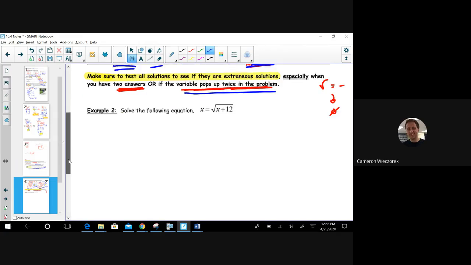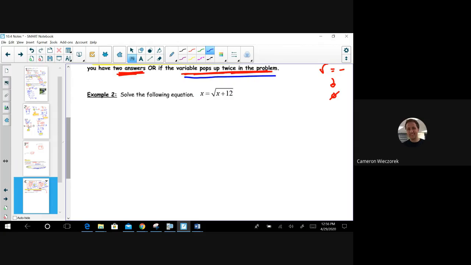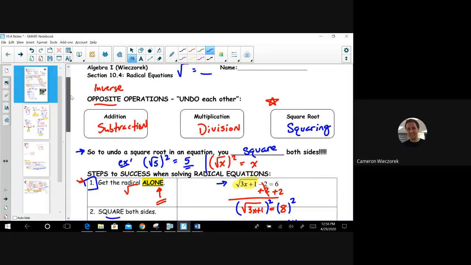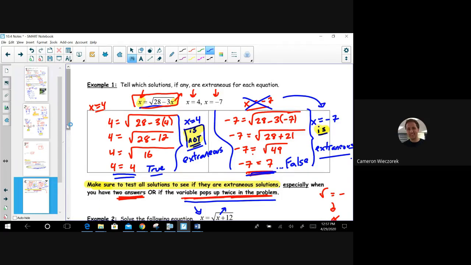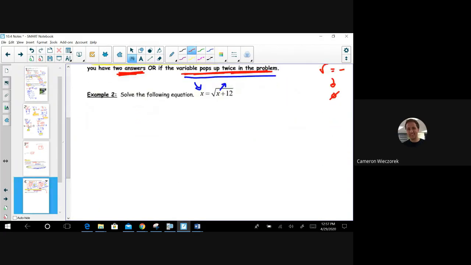So for example, here's number 2. Solve the following equation. x equals rad x plus 12. Immediately I notice there's an x on the left and an x on the right. So the variable shows up twice. I'm going to follow the same steps, but I'm going to realize I might get some extraneous solutions for this one, so I'm going to have to check. My first goal was to get the radical alone and then square both sides. Is the radical alone in this one? Okay, it is. There's nothing blocking it. So I'm going to move on to step 2, and I'm just going to square both sides. So x squared this time, and then the radical will disappear on this side.